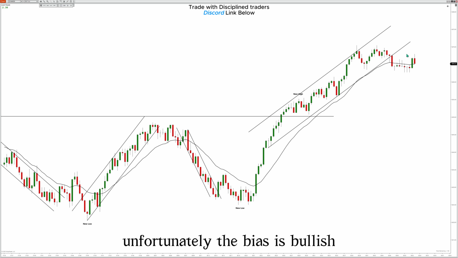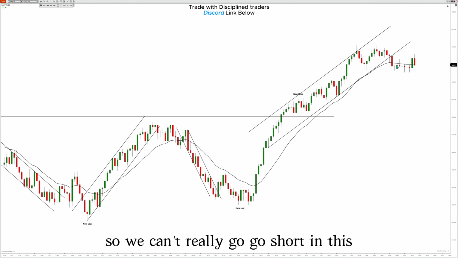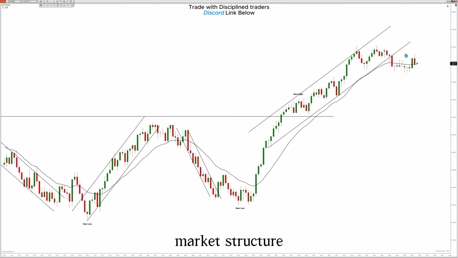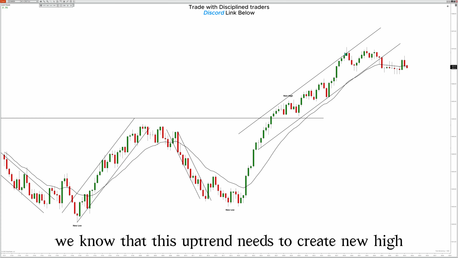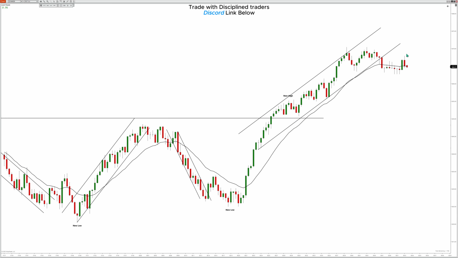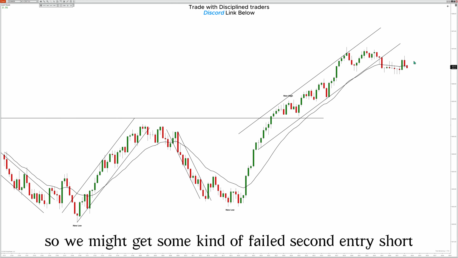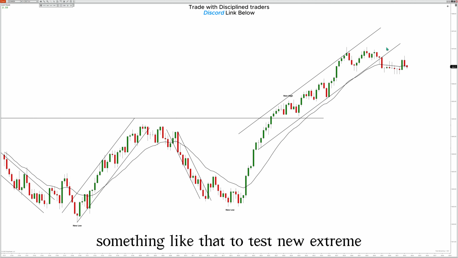Unfortunately, the bias is bullish, so we can't really go short in this kind of market structure. We know that this uptrend needs to create new high, so we might get some kind of failed second entry short or something like that to test new extreme.